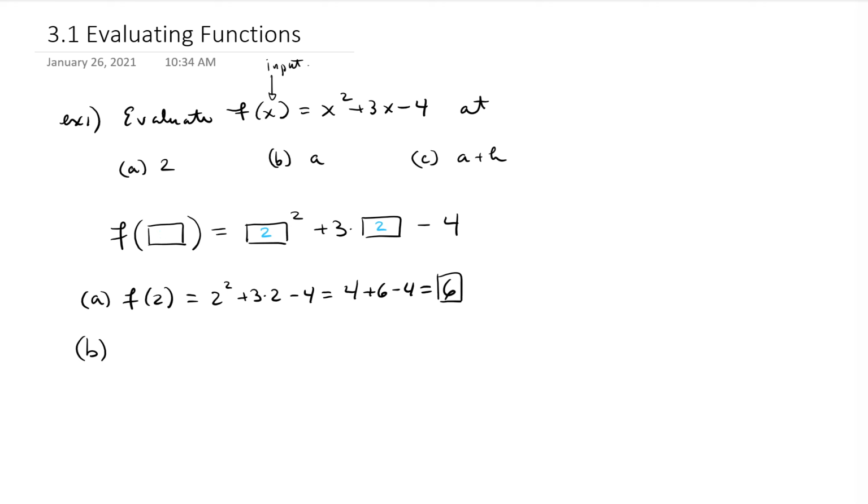Okay, so let's see what the input is. The input is a. So I can put anything I want in that box. So if I put a, what comes out of it is a squared plus 3a minus 4. As simple as that. So it's as if really we've replaced what stands for the input, which is x initially, for some other letter, which is a. So of course we're going to get a squared plus 3a minus 4. Now, why would we do that?